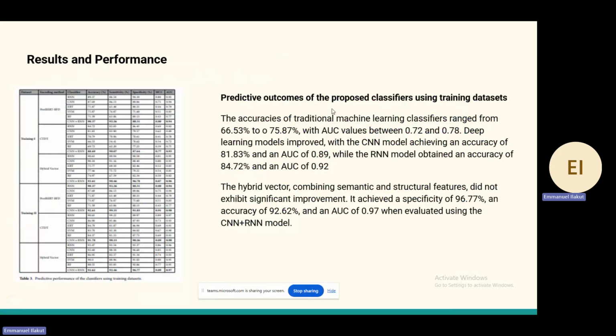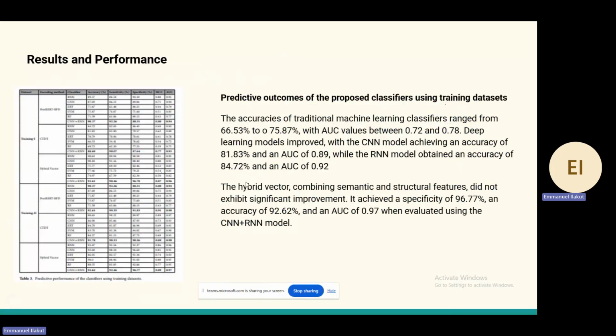So when we trained these models using traditional machine learning classifiers, this was the accuracy, and this was the area under the curve. As we know, this is supposed to be a value between 0 and 1, which is not bad. However, it could be improved. Now, when we use the different deep learning models, the CNN model achieved an accuracy of 81.83% and area under curve of 0.89, and the RNN obtained an accuracy of 84.